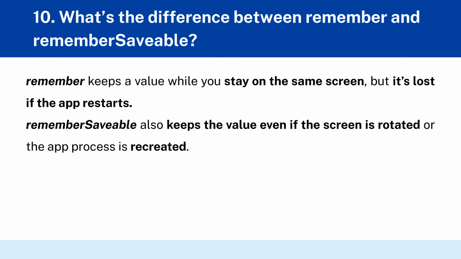What's the difference between remember and rememberSaveable? Remember keeps a value while you stay on the same screen, but it's lost if the app restarts. RememberSaveable also keeps the value even if the screen is rotated or the app process is recreated.